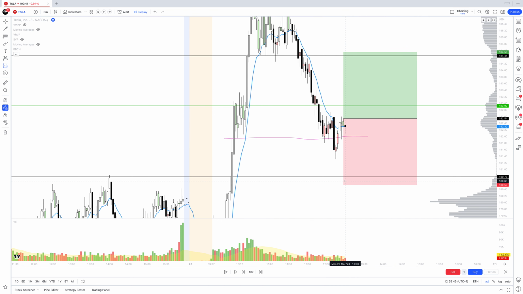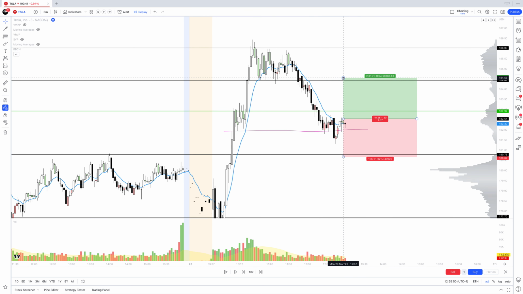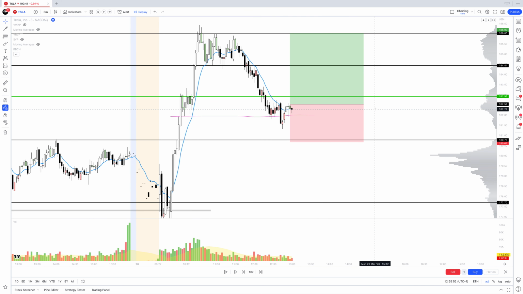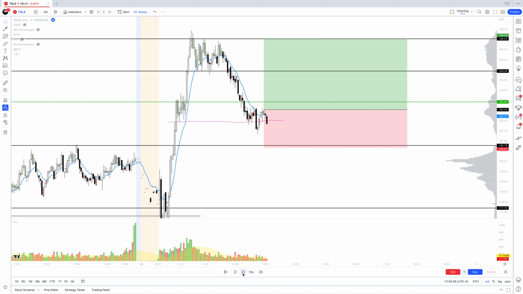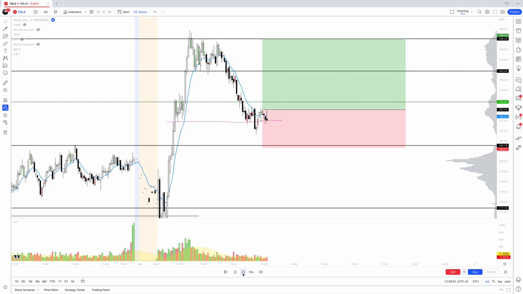That is our long setup right here, guys. Stop loss, let's place it down here. Now we can even increase our RR dramatically here, because obviously we're going to be going for the higher day. And I might even hold this one overnight, if we get filled, obviously.